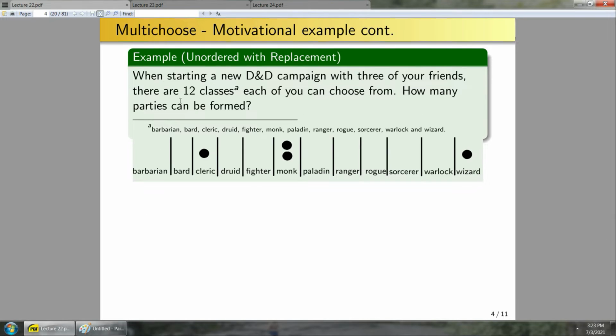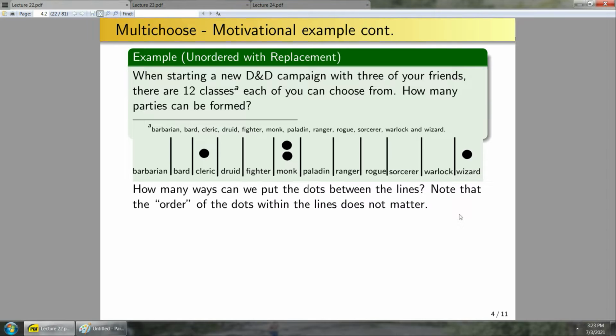So again, here's the problem that I started out with, and here's my reformalized version of the problem. So how many ways can I put the dots between the lines? So here, notice that the order of the dots within the lines doesn't matter. It doesn't matter if I have line, this dot, that dot, then this line, or line, bottom dot, top dot, and this line. That's the same party.